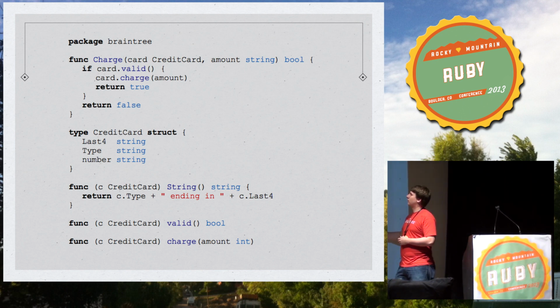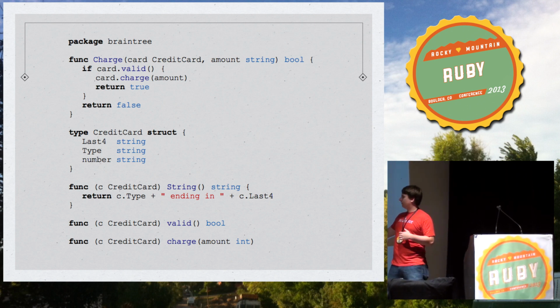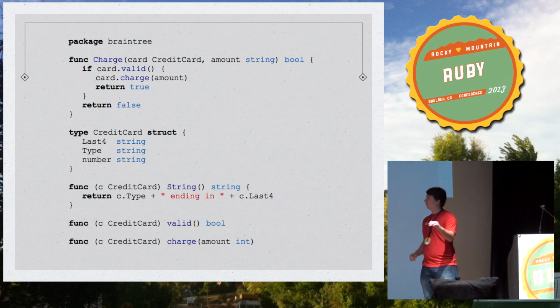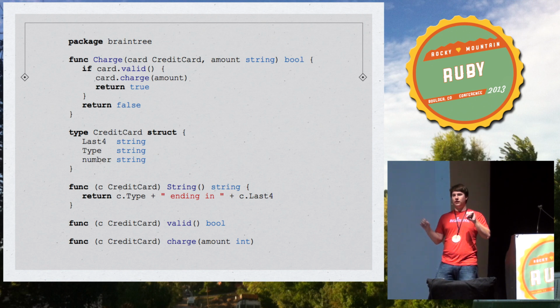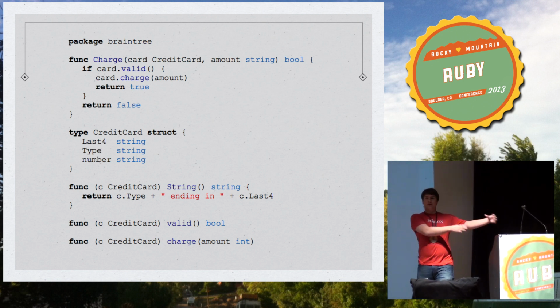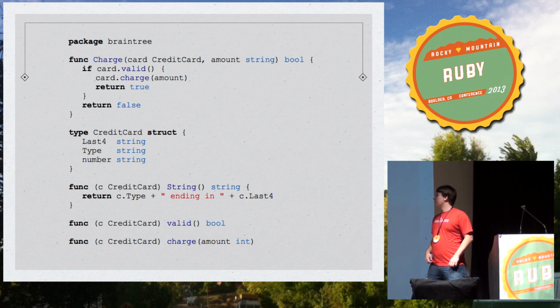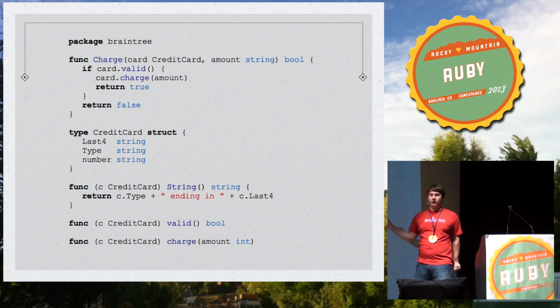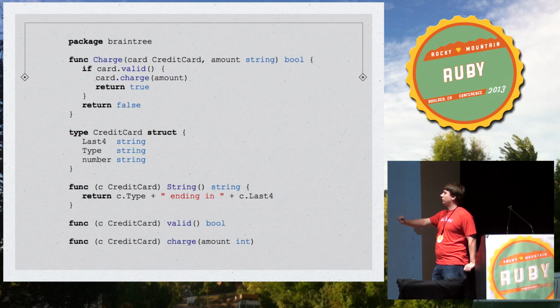The difference, though, is that all I've done here is declare what the attributes of the class are, what its internal variables are. We actually add on the methods that the things can do later on, where we have func, paren, c credit card, saying this function is on the credit card type. So charge and credit card are public, and anyone who imports this package can see them. Anyone who imports the package can also use the string method on credit card, which is very similar to to_s in Ruby.